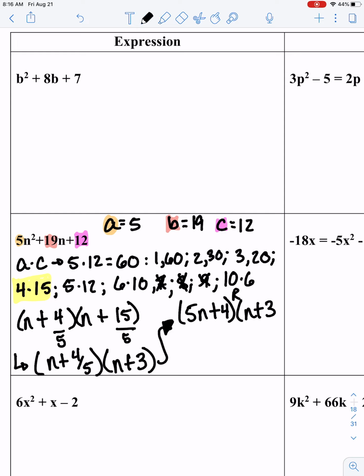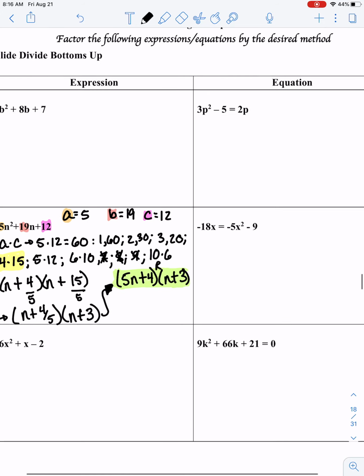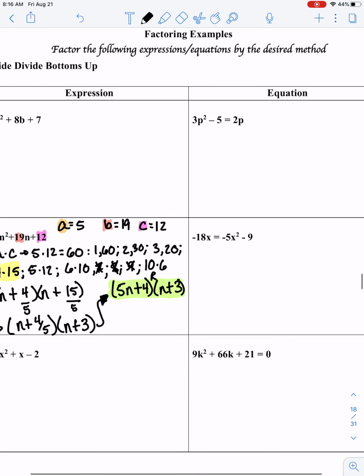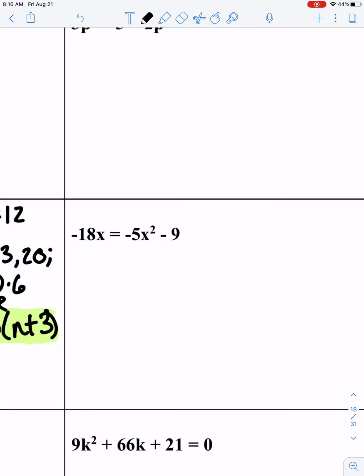GCF is definitely easier, and again, this is one of the harder examples. Now let me do an equation. I'm going to do the one right beside it because we're actually going to have some positive and negative factors here.